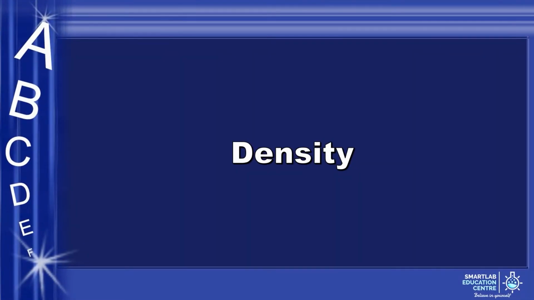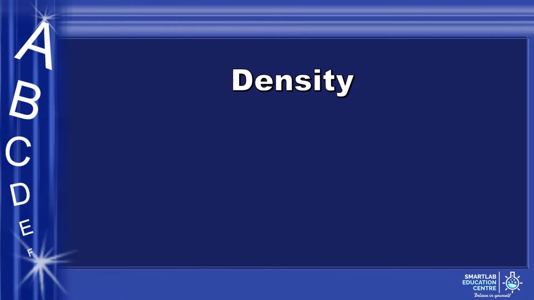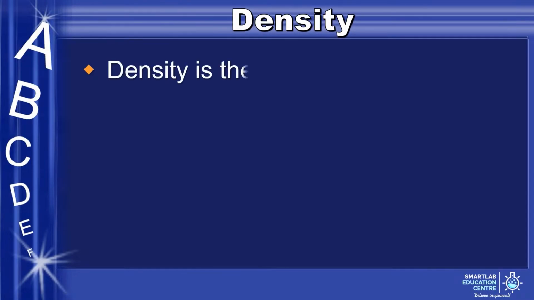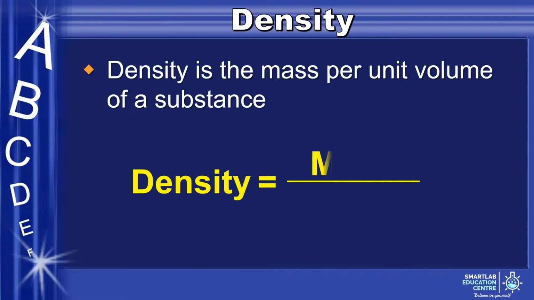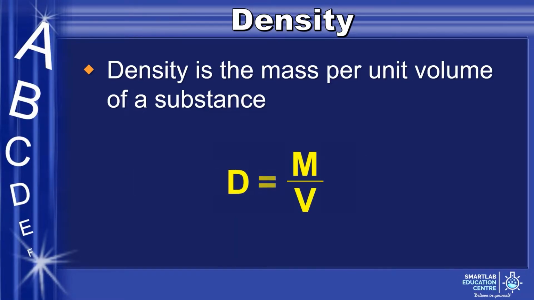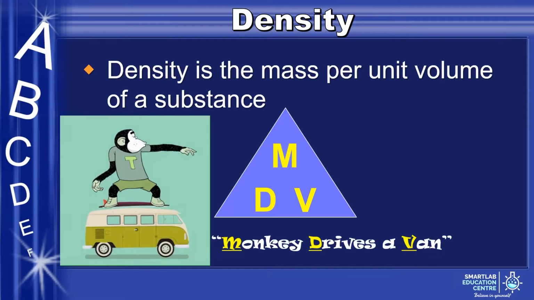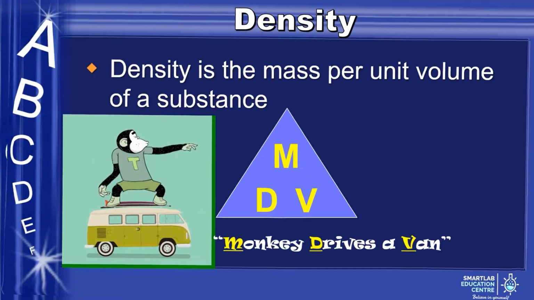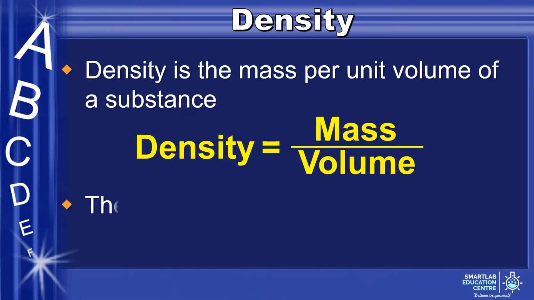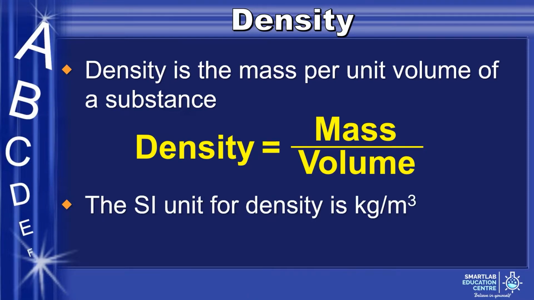The second physical quantity we learn today is density. Density is the mass per unit volume of a substance. Density equals mass over volume. One way to memorize this formula is, monkey drives a van. The SI unit for density is kilogram over meter cubed.